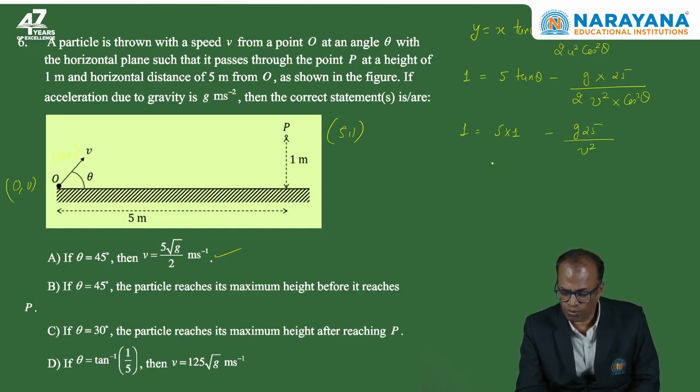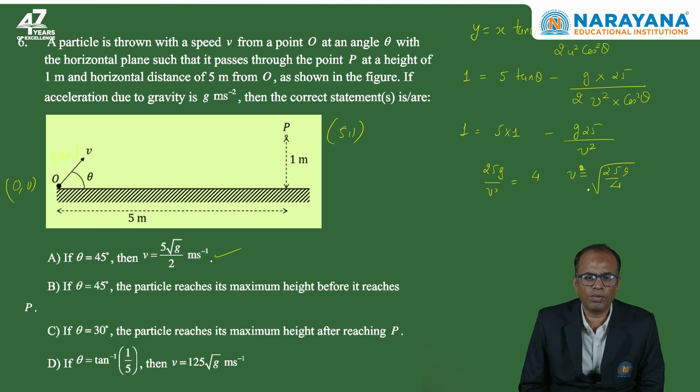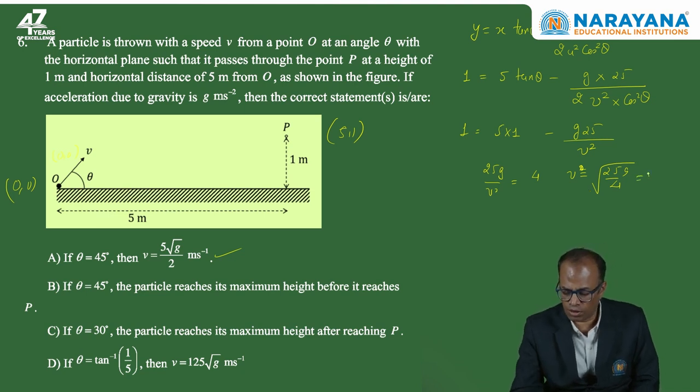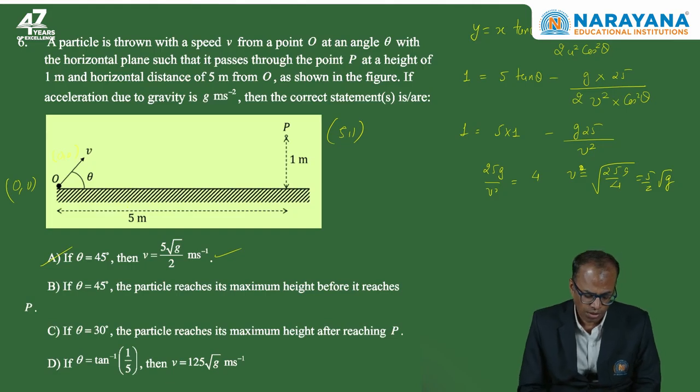So 25g by v squared is equal to 4. So v squared is equal to 25g by 4. So root of 25g by 4, yes, that is the answer, 5 by 2 root g. So option A is correct.